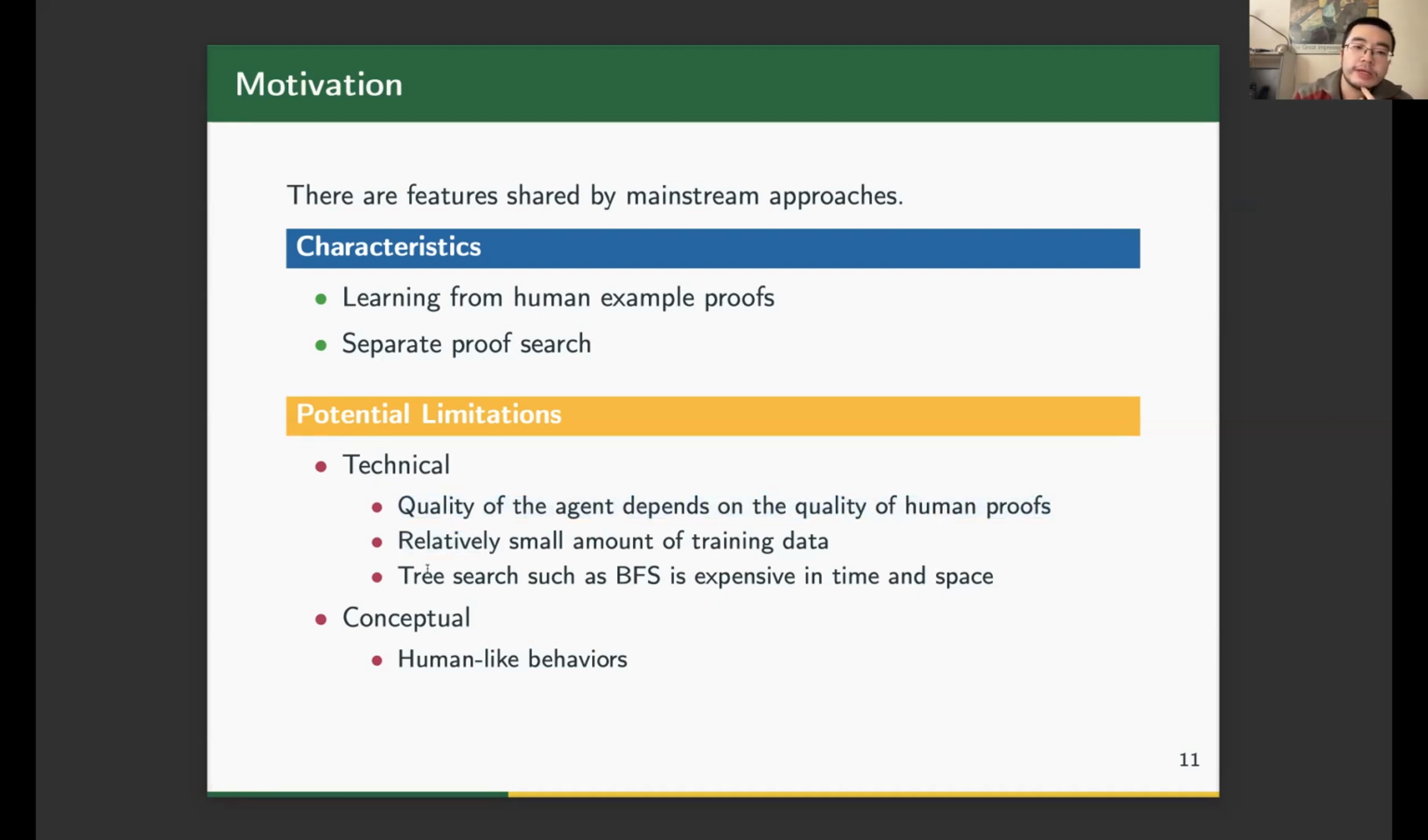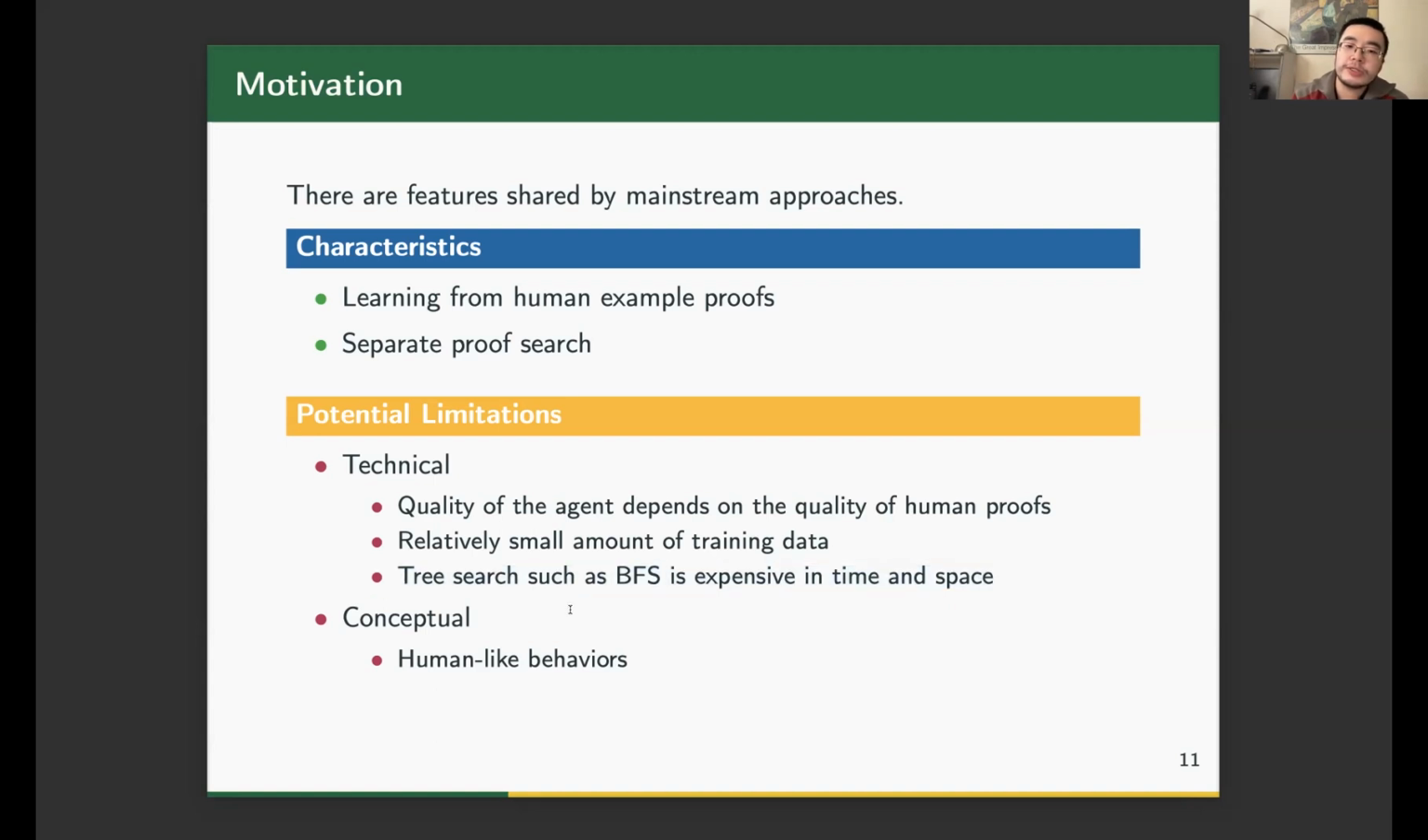The second is that there is only a small amount of training data, right? Human proofs are rare resources, and there are only thousands of proofs in the library, but this is just too small an amount of data to train the neural network. Usually you need much more than that, millions of data points for the training of a language model.